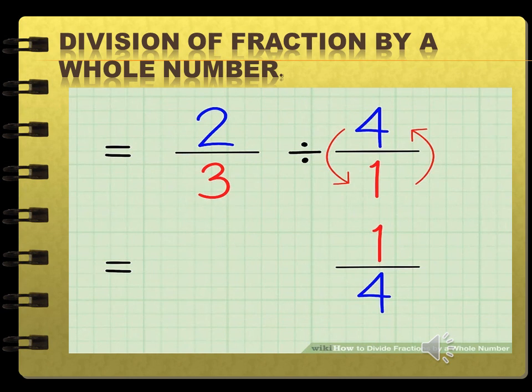That means 4 upon 1 will become 1 upon 4, or I can say 1 upon 4 is the reciprocal of 4 upon 1. Now we will simply multiply the numerators and denominators, and if they are in the lowest term, it's fine. If they are not in the lowest term, we will reduce the given fraction into the lowest term.